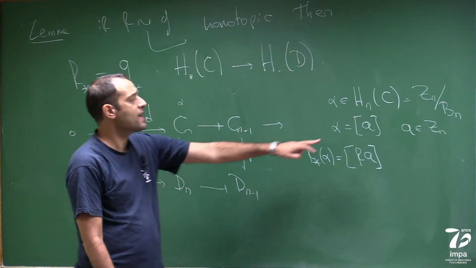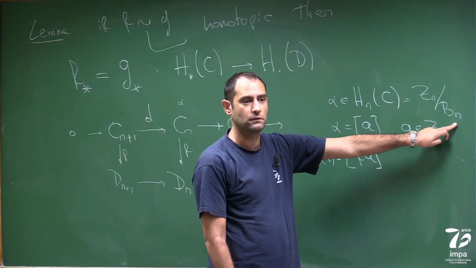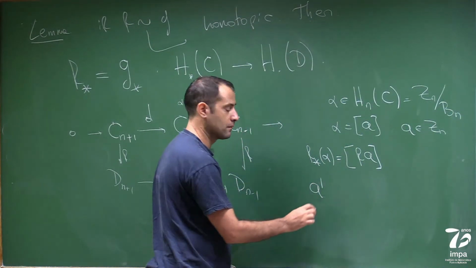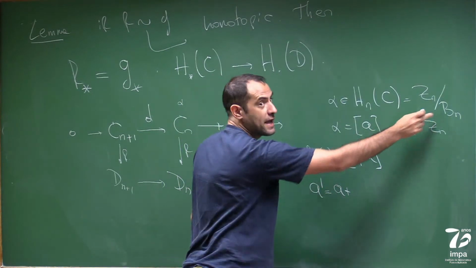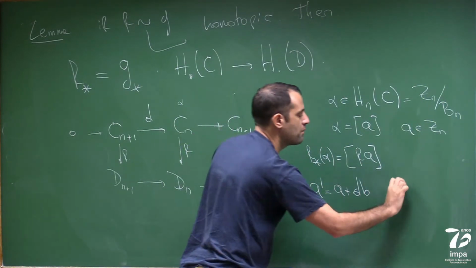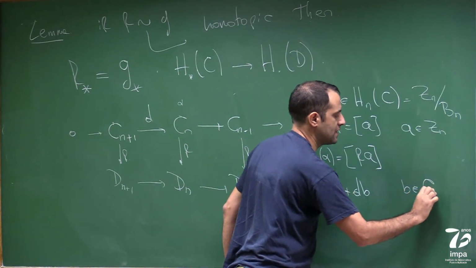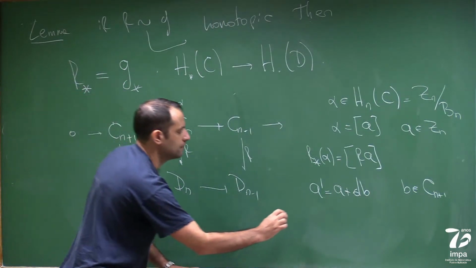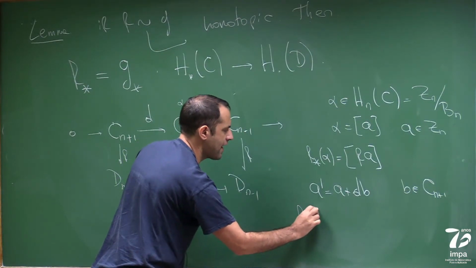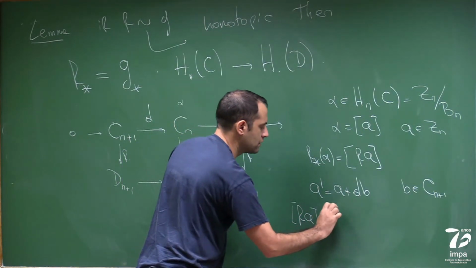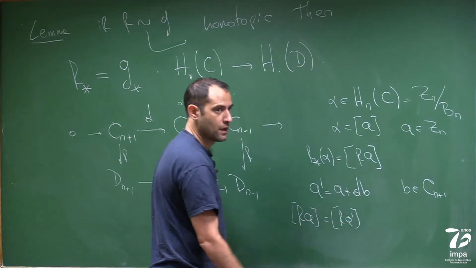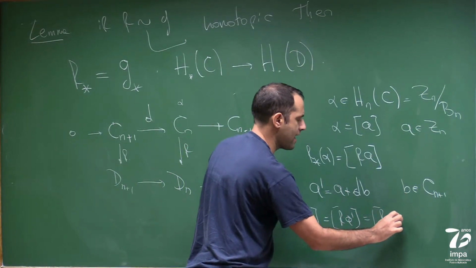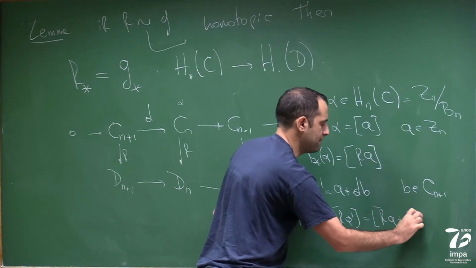So the only choice here is A, and I can change it by an element from Bn. So I can change my A by some other A prime, which is A plus D of B, where B is in C(n+1). What I want to check is that the class of FA in homology is equal to the class of FA prime. But the class of FA prime is the class of FA plus FDB.